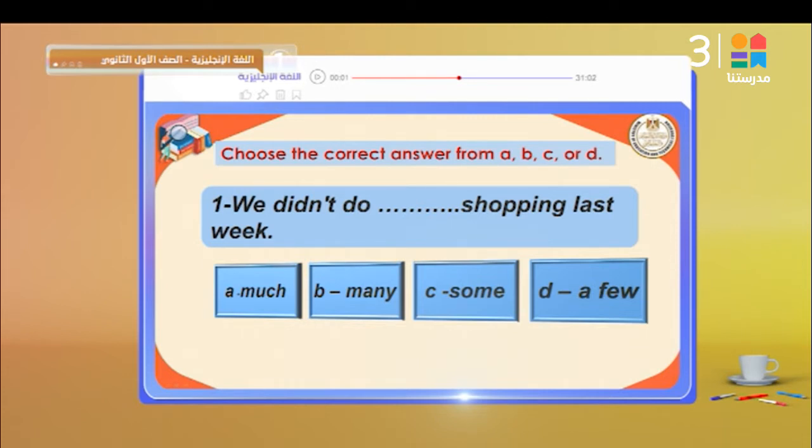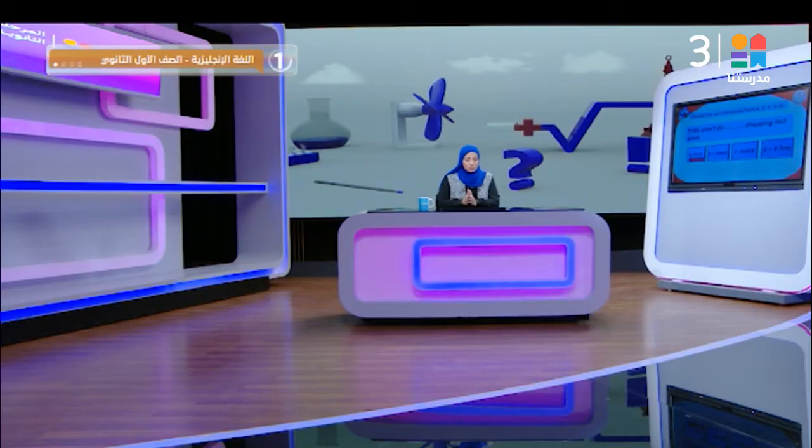We didn't do, the sentence is negative. We didn't do, think about it. We didn't do much shopping because here we don't have any. We can say we didn't do any shopping, but we don't have in the options here the word any. So we can say we didn't do much shopping. It means we did shopping, but not much. We didn't buy a lot of things.